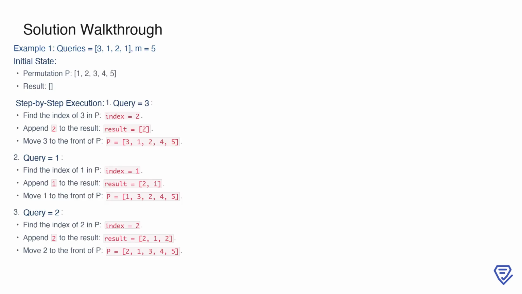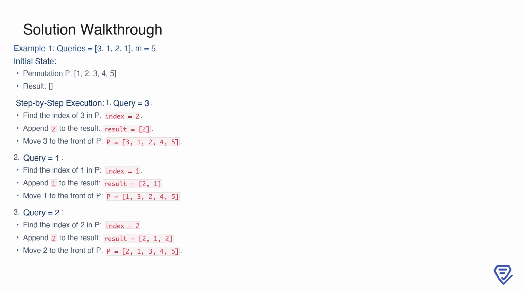To begin, we are working with the first example where the queries are 3, 1, 2, 1, and the value of m is 5. Initially, our permutation P is 1, 2, 3, 4, 5, and the result list is empty. For the first query, which is 3, we locate the index of 3 in P, which is 2. We append this index, 2, to the result list, making the result 2.